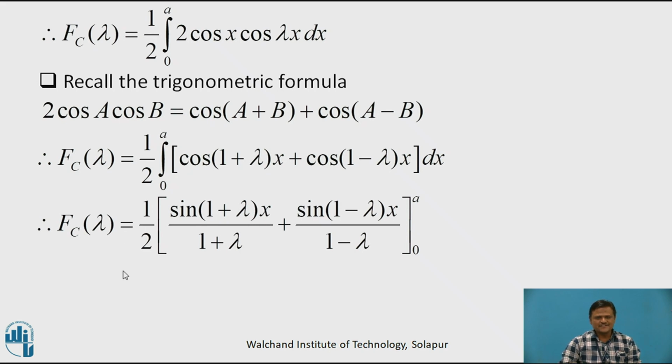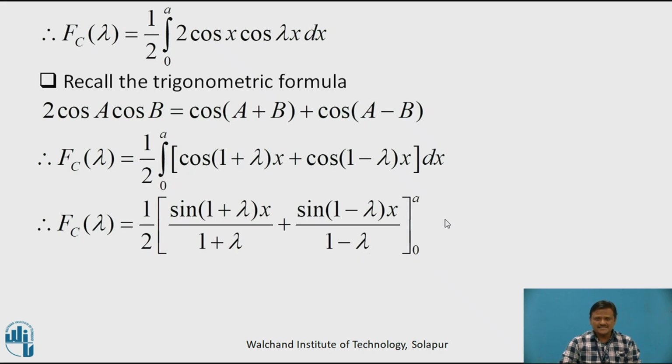Now separating these two terms with the help of this integral and integrating them, we get fc of lambda is equal to 1 upon 2 into the integration of cos of (1 plus lambda) x, which is sine of (1 plus lambda) x upon 1 plus lambda, plus the integration of this term cos of (1 minus lambda) x, which is sine of (1 minus lambda) x upon 1 minus lambda. The limits are 0 to a.